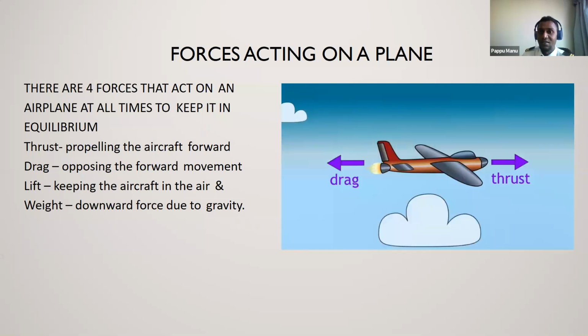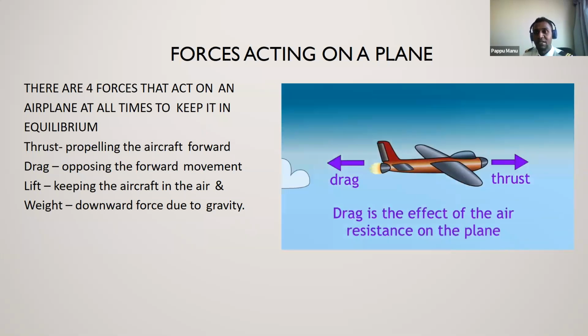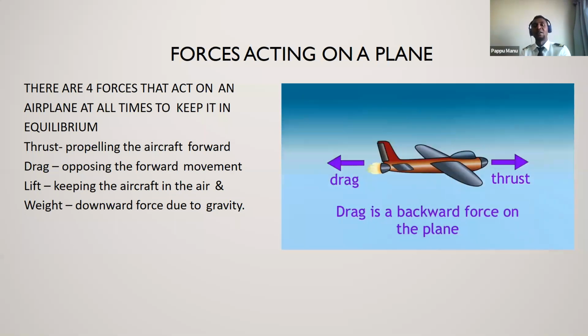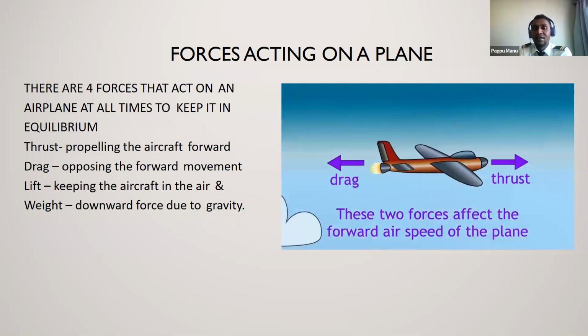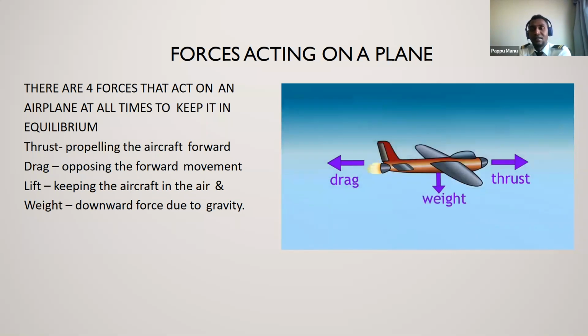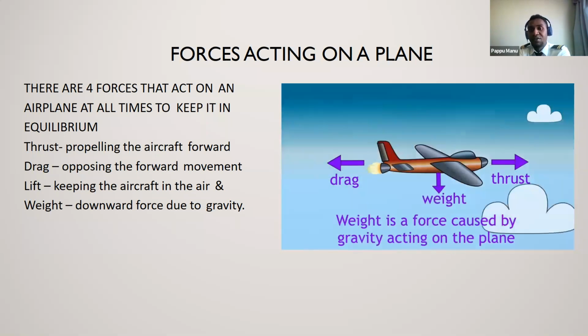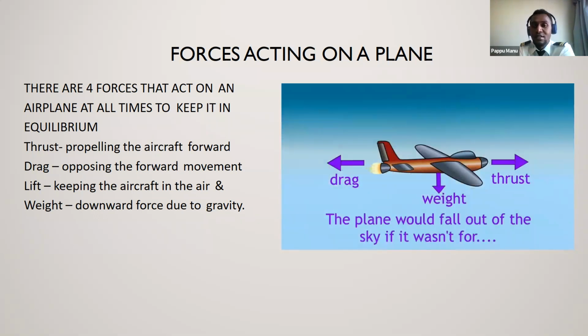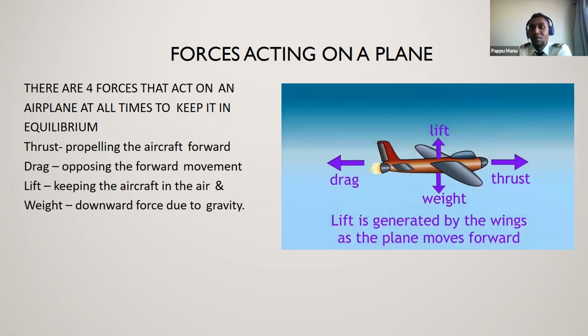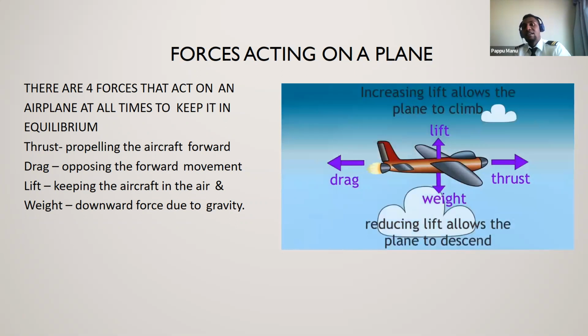So thrust is going forward, drag is backward. It's just a simple animation of how the forces work when the airplane is actually in the air. Then the downward weight due to gravity acting on the aircraft is weight, as we all know it, and the upward one is called lift. These are the ones that keep the aircraft in the air, and they need to be equal.